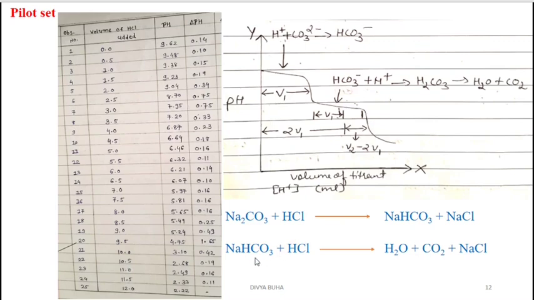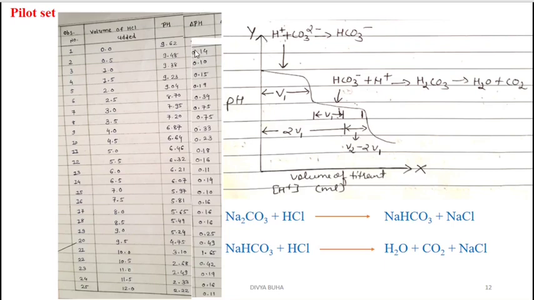Okay, and when all of the NaHCO3 has been neutralized, the pH will again drop. Okay, so over here you will be getting your second endpoint. And then when you keep on adding the HCl, the pH would drop gradually. So in this way, this would be the nature of the graph which you will be getting. So these are the correct readings.